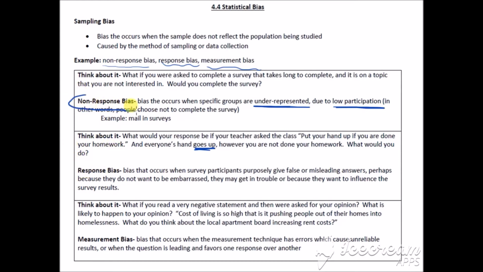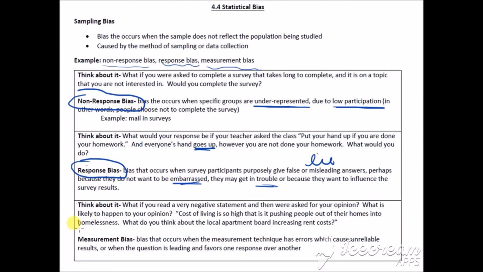So I'll circle these ones. Okay, non-response bias. This one's a response bias. This is when the bias occurs when survey participants purposefully give false or misleading answers. So in other words, they lie. Okay, perhaps because they don't want to be embarrassed, or they don't want to get in trouble, or because they want to influence the survey results, right? You might want your teacher to just move on, like, okay, just keep going with the lesson. I want to get this over with.